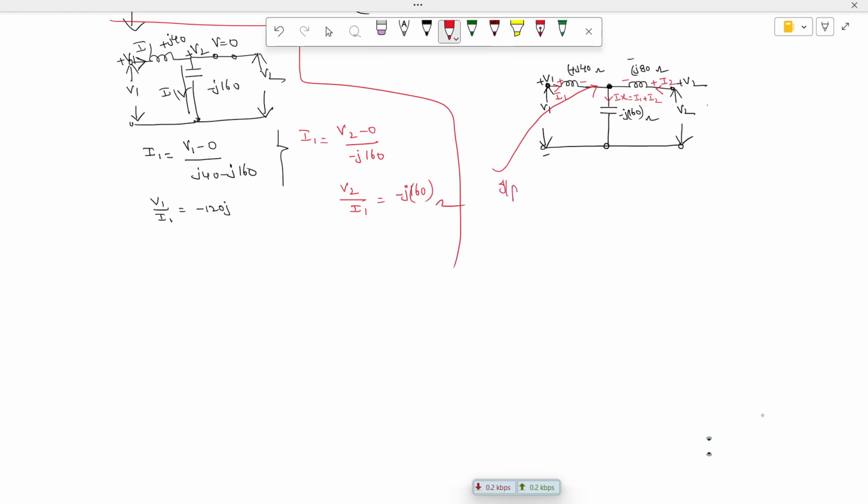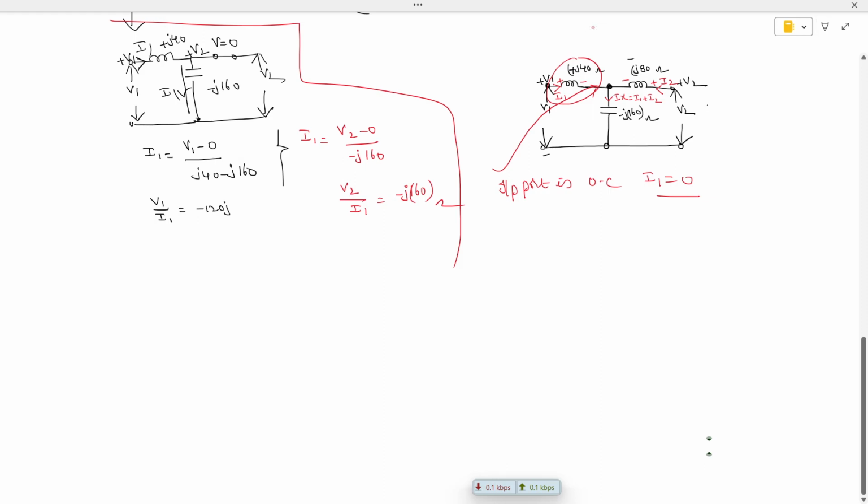Now the input port is open circuited. When your input port is open circuited, I1 becomes 0. So when I1 becomes 0, what is the drop in this branch? This is I1 into j40. Now what is the value of I1? 0. 0 into 1 ohm is once again 0 volts. So I can say that this branch completely acts like a short circuit.